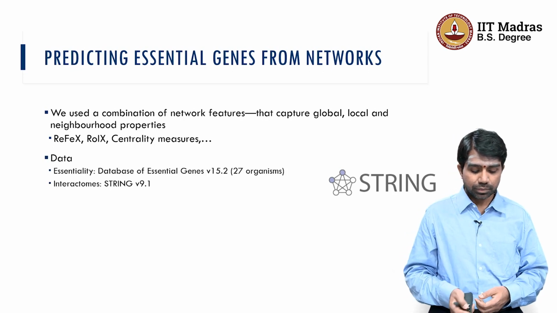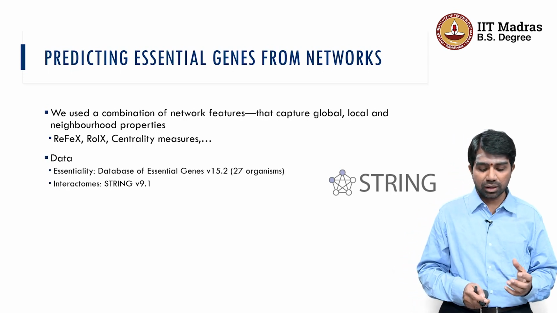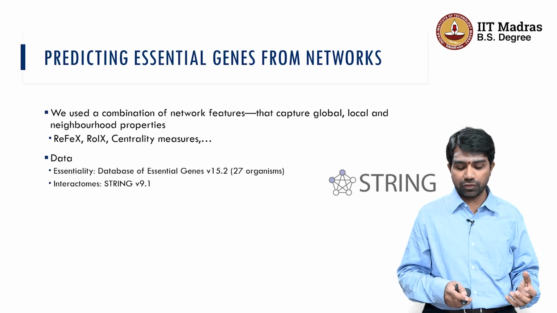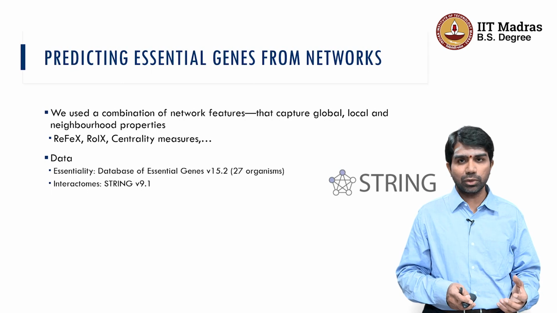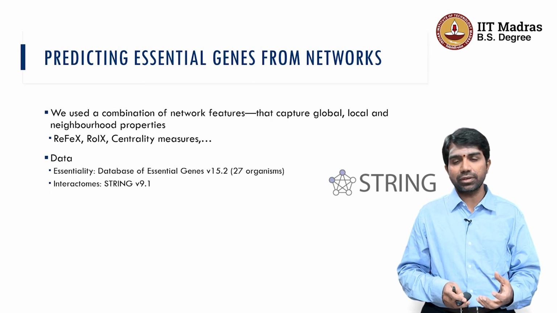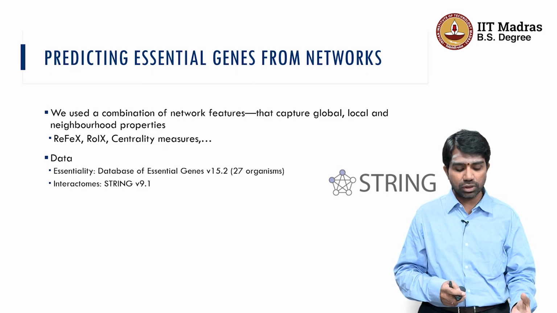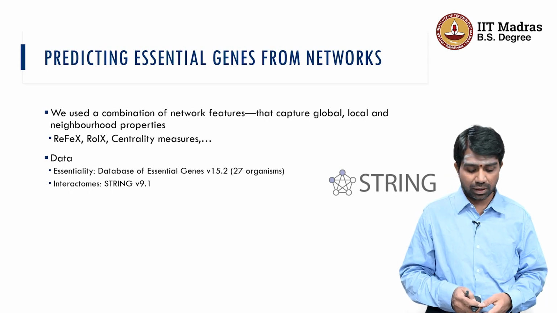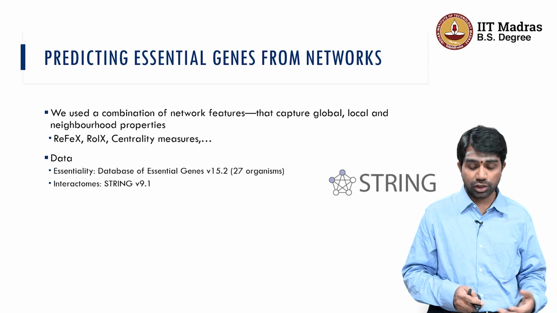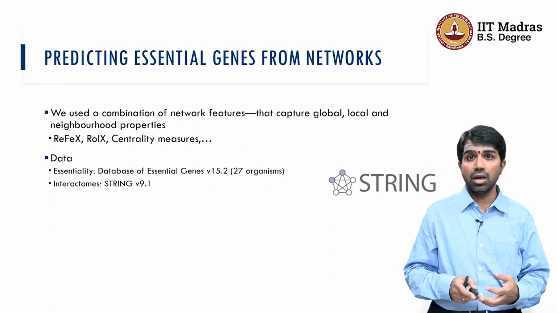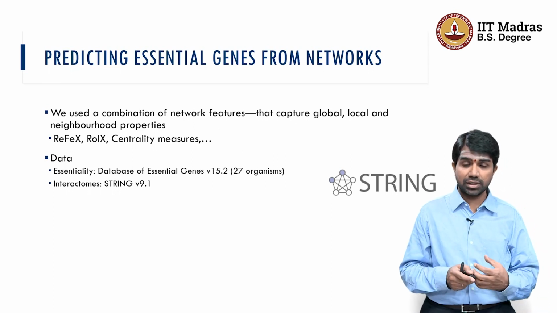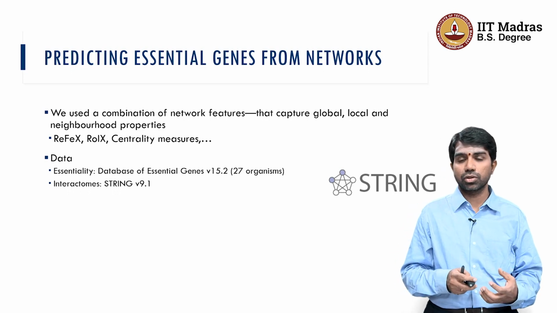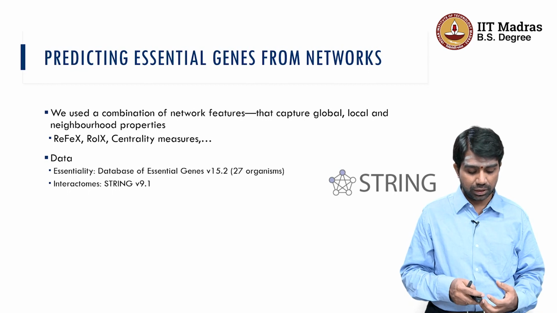So for the essentiality data we used the Database of Essential Genes version 15.2. It had data on 31 organisms, out of which 27 had interactomes in the STRING. We used STRING version 9.1, and STRING has since been updated. You have many new versions which have more and more features and more algorithms that capture various kinds of associations. We already talked about some of these functional association approaches a little earlier.